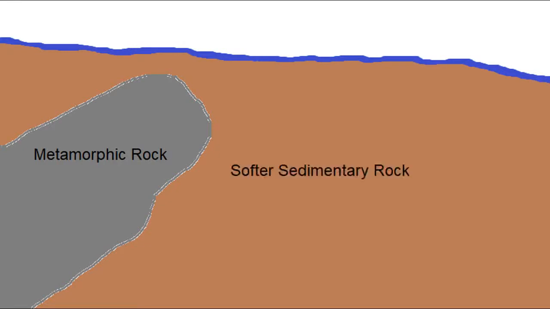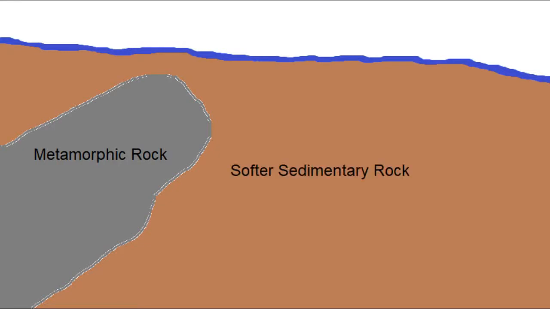Hello, today we are going to be talking about landforms that are created by metamorphic rock. So that is sedimentary or igneous rock that has been changed to a different state through heat or pressure or both. So in this image, we're having a look at a metamorphic rock surrounded by sedimentary, softer sedimentary.